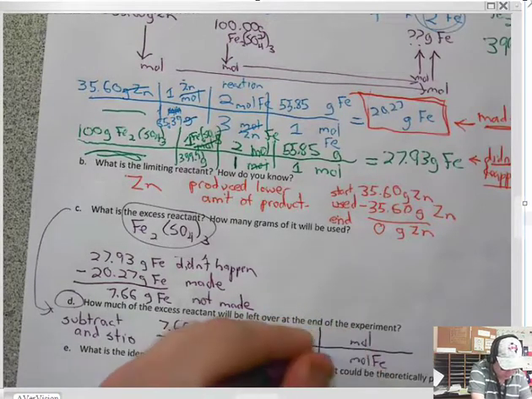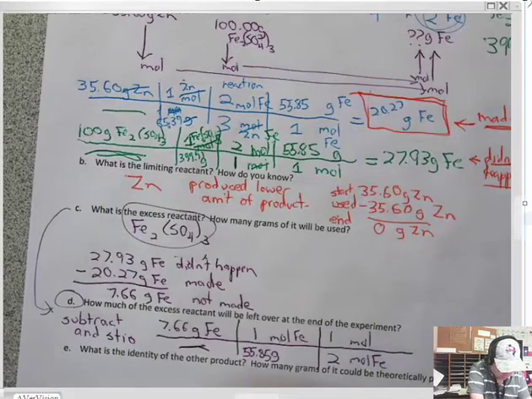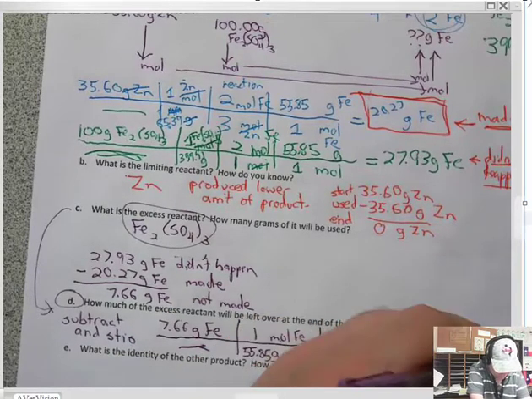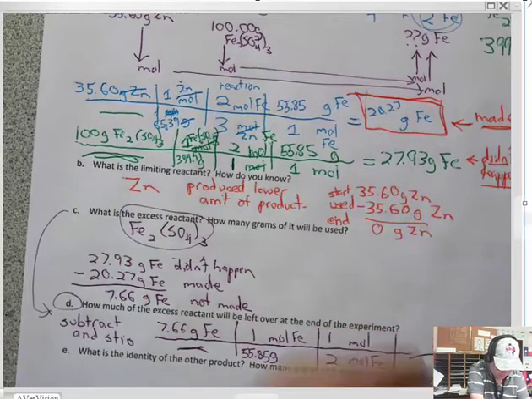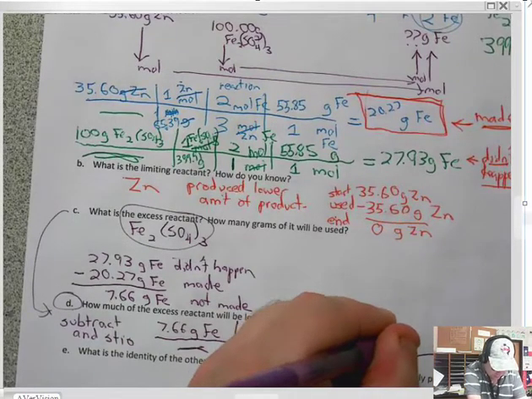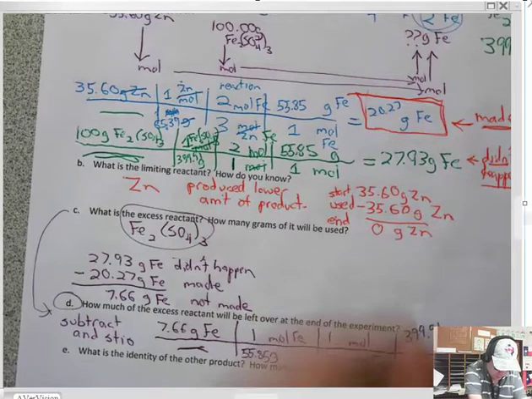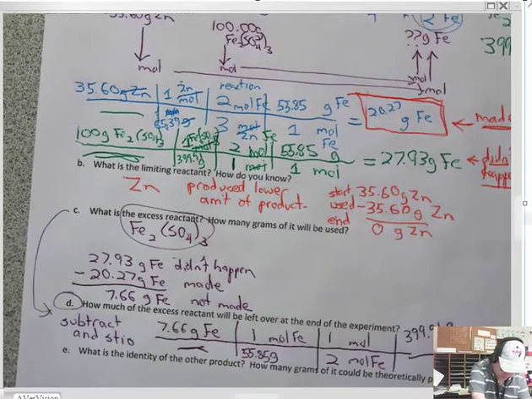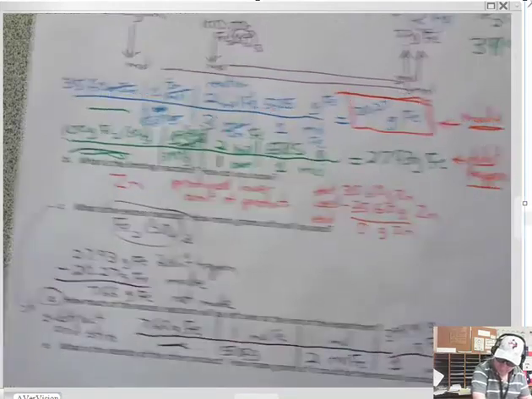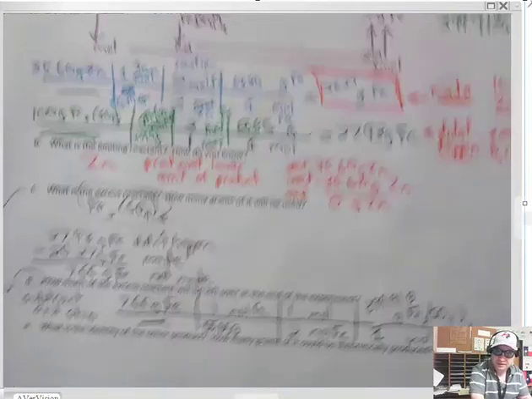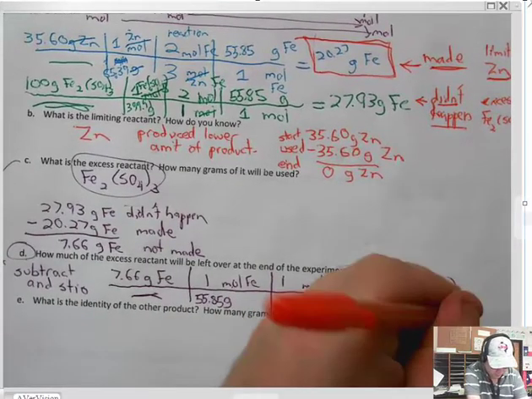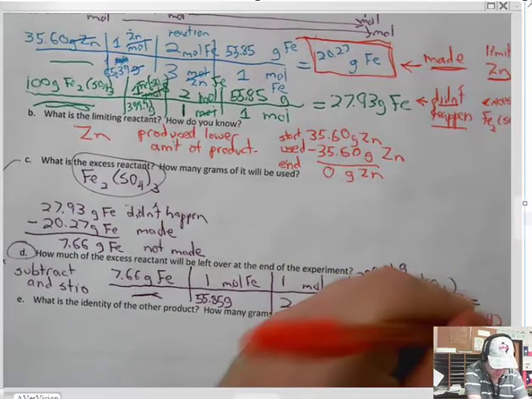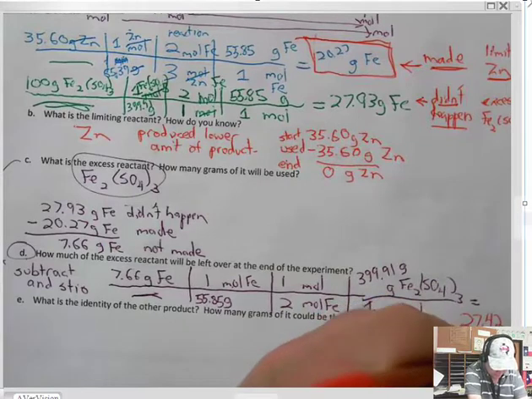There was 2 moles of iron per 1 mole of iron sulfate. Moles on the top, moles on the bottom. What are we going to convert to? Grams. Molar mass is 399.91 grams, and this is 1 mole. And we get an answer of 27.42 grams of iron sulfate.